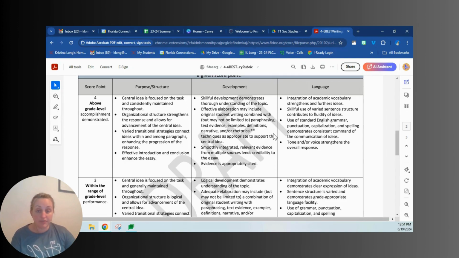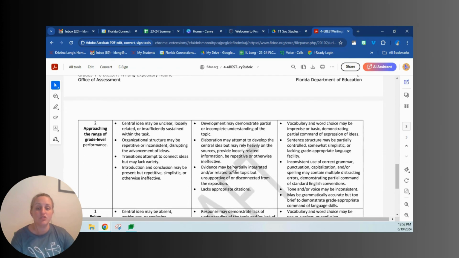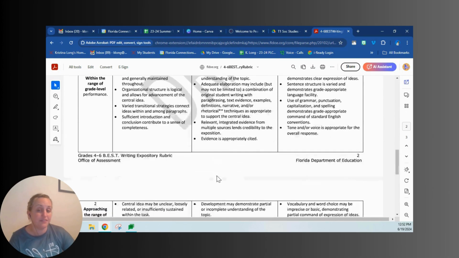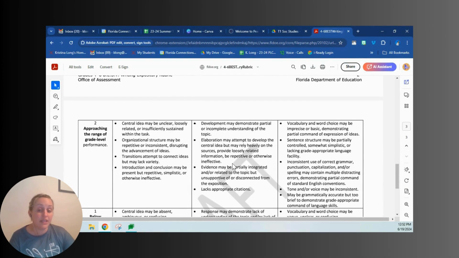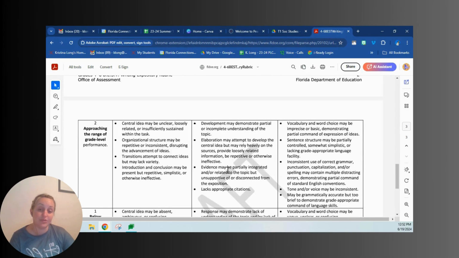If you don't have all four of these things, we automatically have to drop down to a level 3. Well, do you have all four of these things? Oop, you have one, two, and three, but you never cited your evidence. So now I have to drop down here. Ooh, lacks appropriate citations. So maybe you have logical development, and maybe you have elaboration, and maybe you have text evidence, but it's not cited. You can't earn a level 3 without your text evidence being cited. You would earn a level 2.